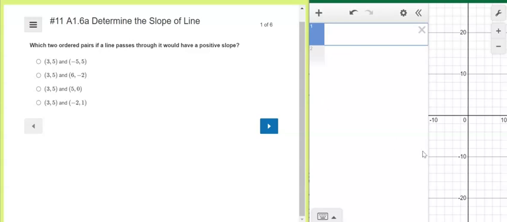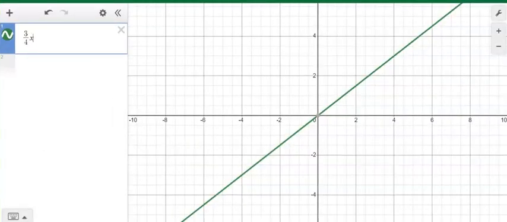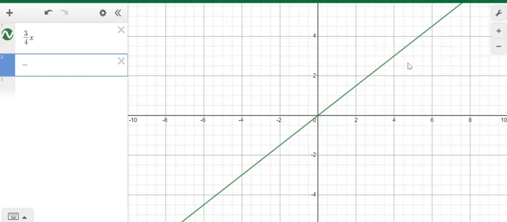Alright, so here are some problems about the slopes of lines. Just a quick review. If you have a positive slope, so let me draw a line that has a positive slope, it's going to go up. If you have a negative slope, it's going to go down.